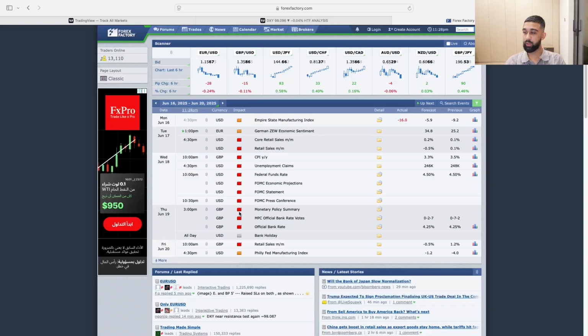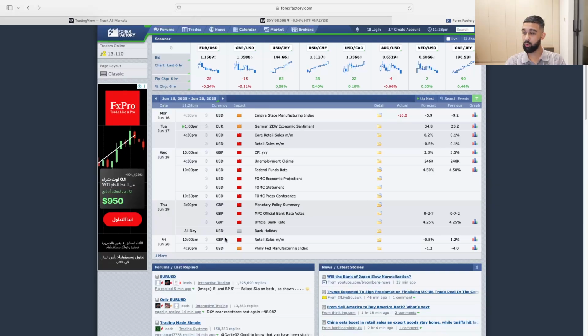And then on Thursday, we have GBP monetary policy, bank rate, and we also have a USD bank holiday, which is obviously USD bank holiday. You know how that will work. However, obviously the day before that, we have FOMC, so we'll see how this affects the market on that day. And then on Friday, we have retail sales.